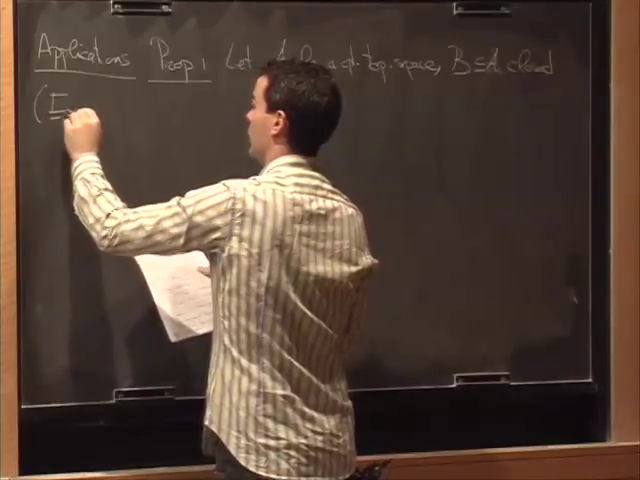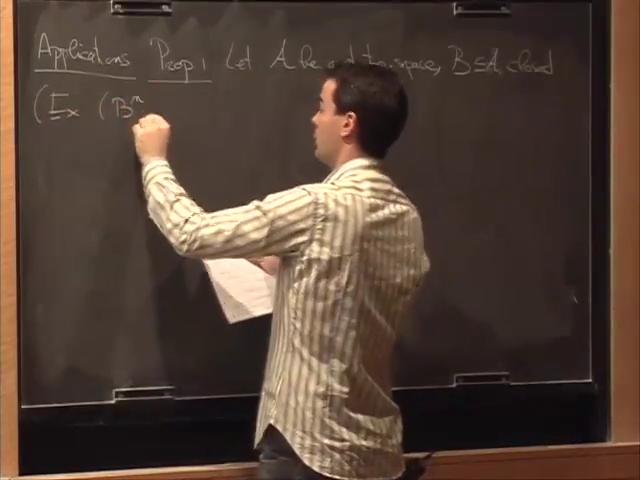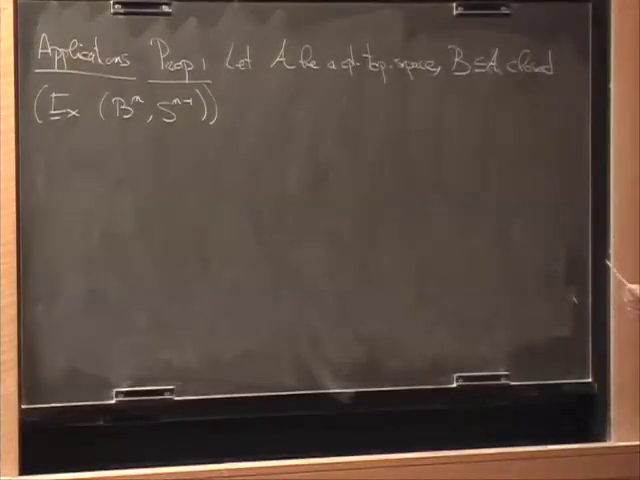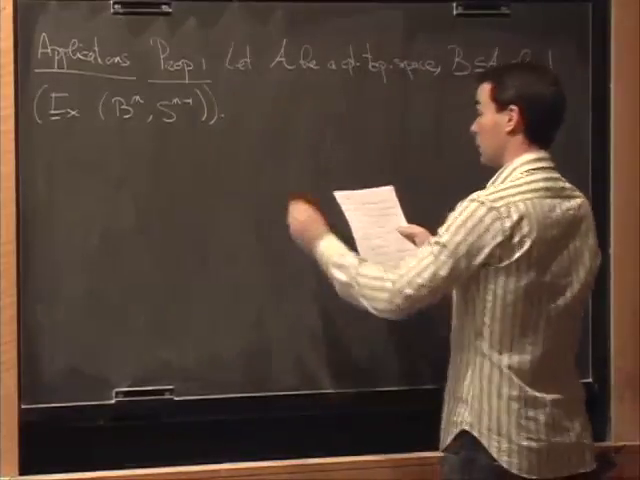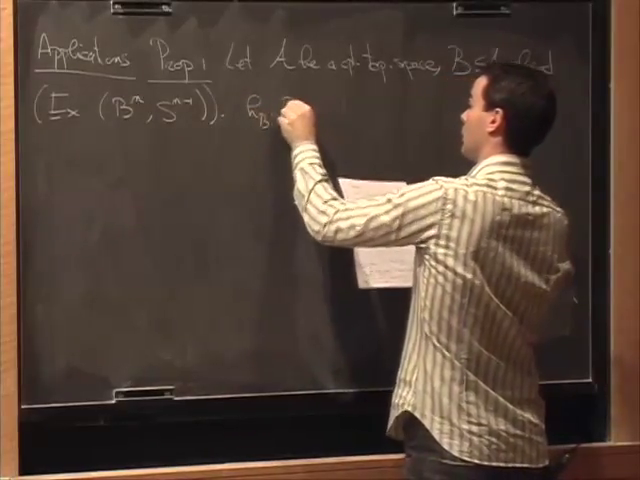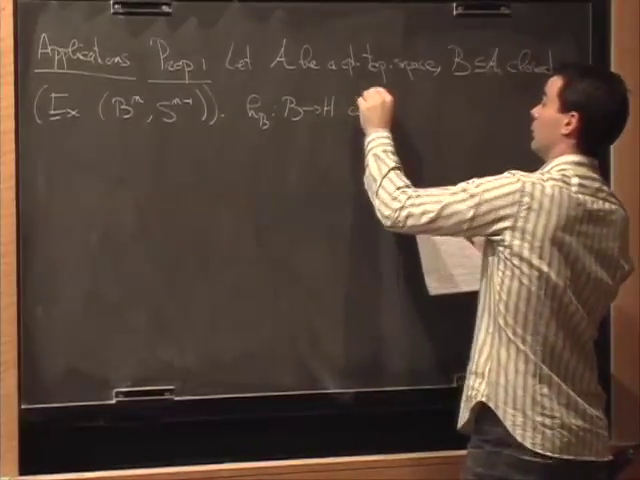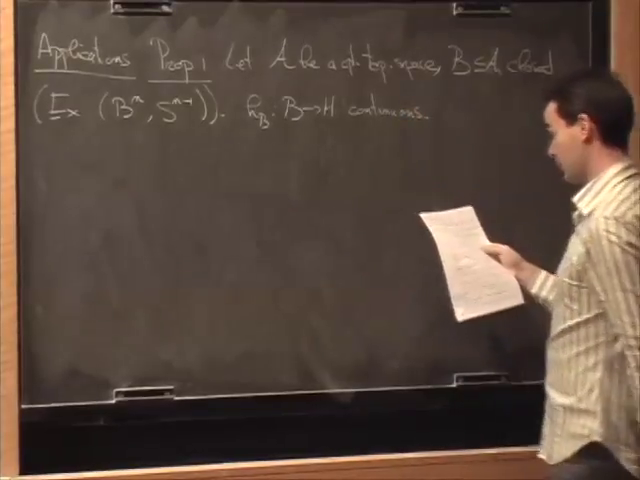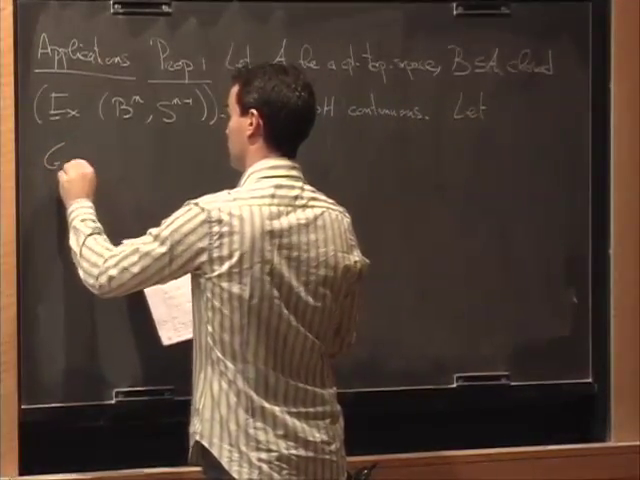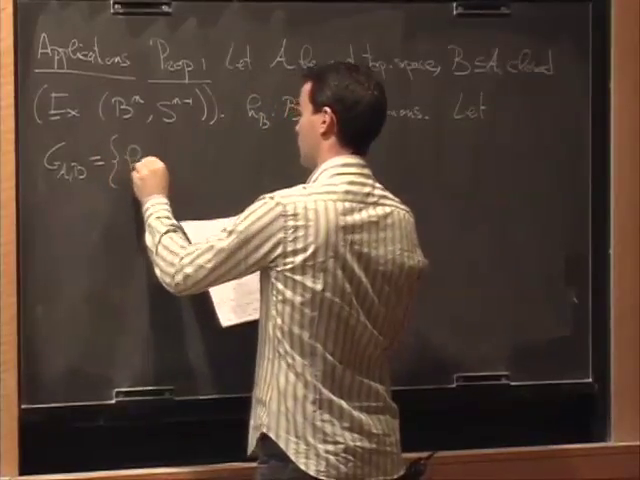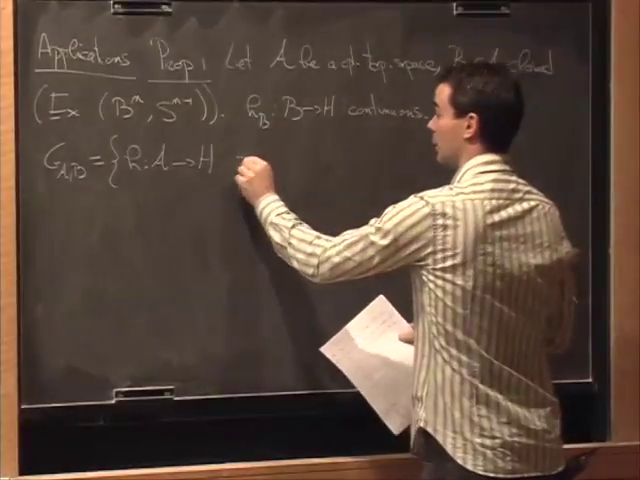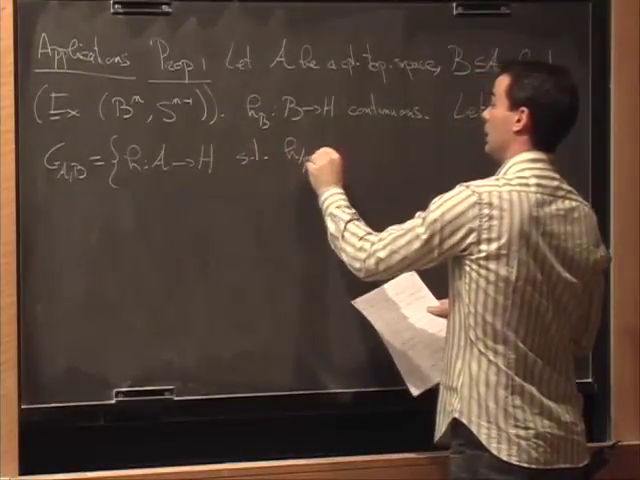An example would be the ball in n dimensions and the boundary S^{n-1}. This would be a typical example. This is actually the one I will use today. Now I consider a map, say h_B, from B into H, which is continuous. And I define a class of maps, which I call G_AB. These are the maps h from A into H which extend h_B, such that h restricted to B is equal to h_B.